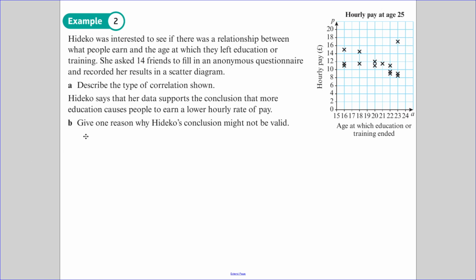So there are 3 things we could notice, and we're asked to give 1. Sample size, it's too small. Sampling, she asked her friends, this is not going to be a fair sample. And this outlier here, there might be a different trend that we're not quite picking up from our current sample.